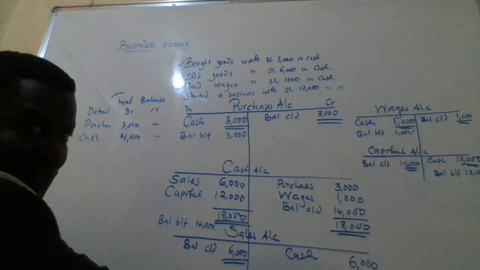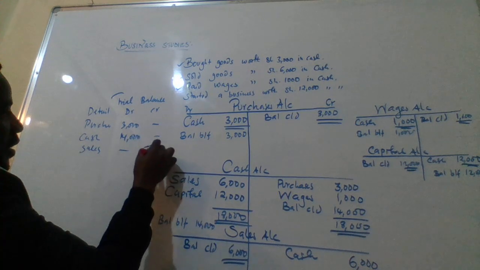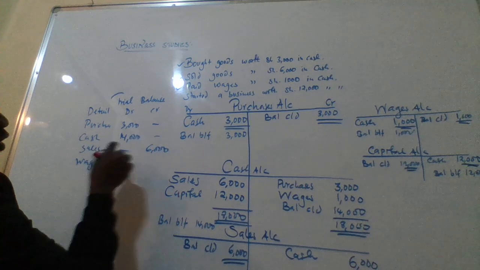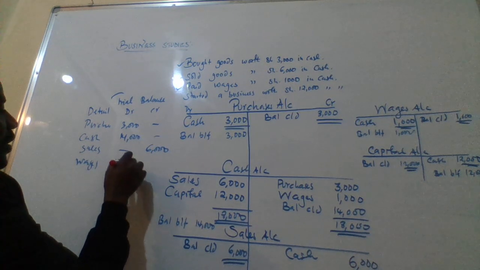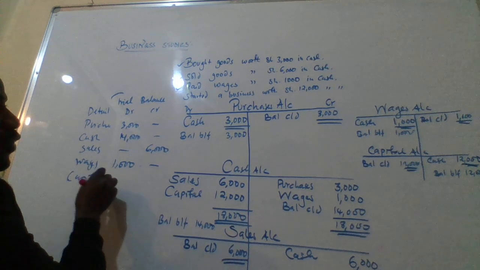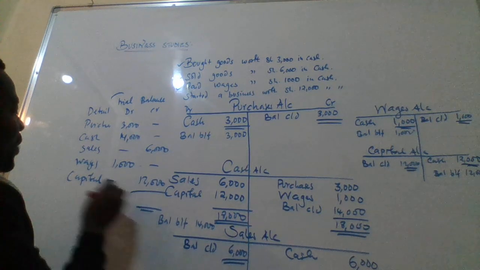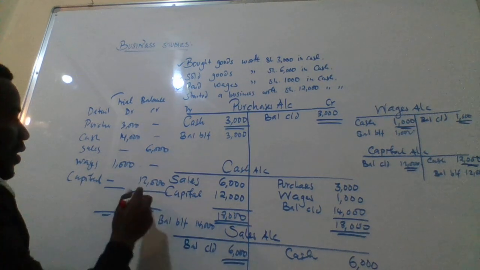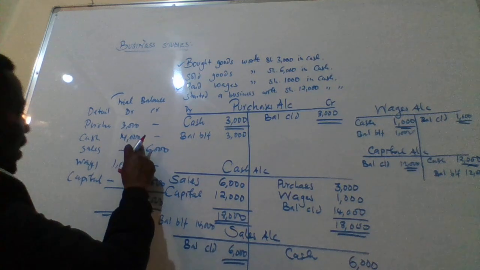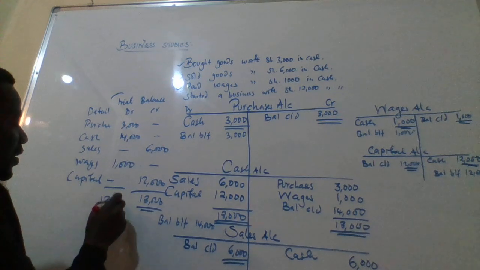Cash, the balance brought forward is here, 14. Sales, the balance brought forward is this one, 6. Sales 6,000. Wages, the balance brought forward is here, 1,000. Lastly, capital, the balance brought forward is that one, 12,000. So add these sides. This one is 18,000. This one, 3 plus 14 is 17 plus 1, 18,000.